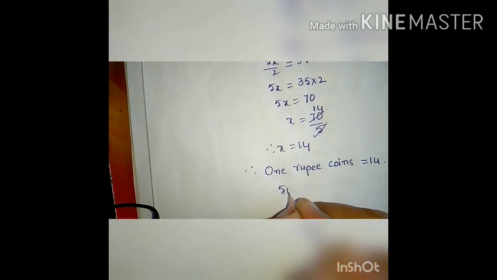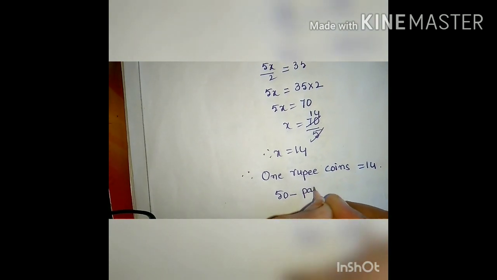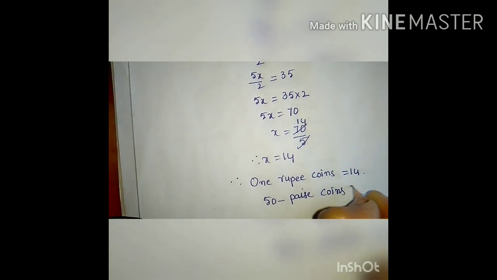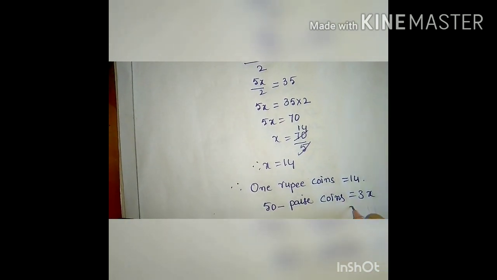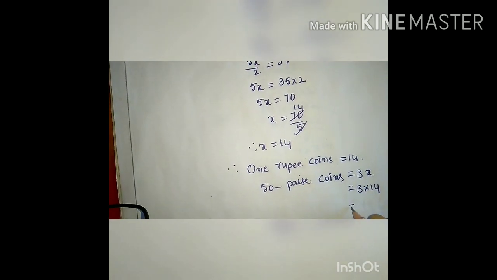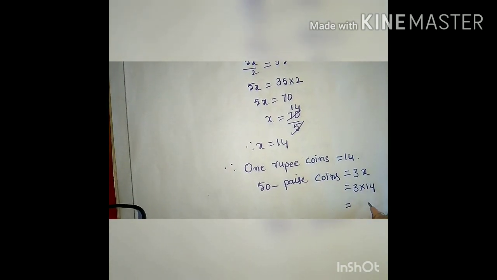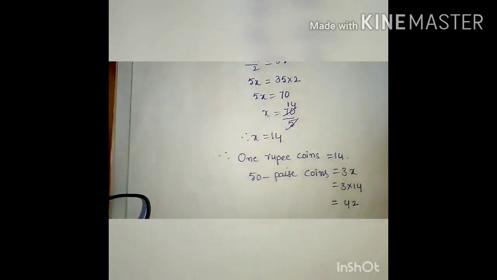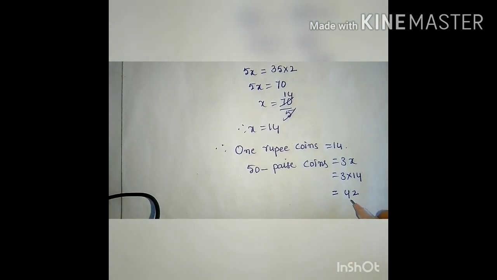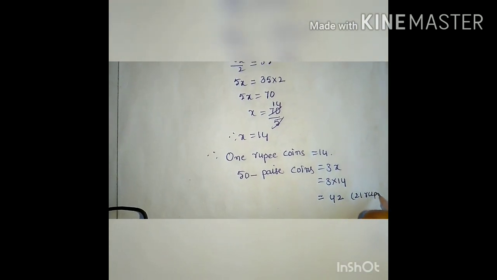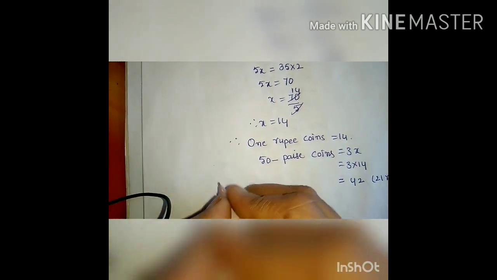Next, 50 paisa coins. 50 paisa coins equal 3x, so 3 into x, which is 14. 14 threes: 3 fours are 12, 3 ones are 3, plus 1, 42. So how many 50 paisa coins are there? 42. It means 21 rupees.